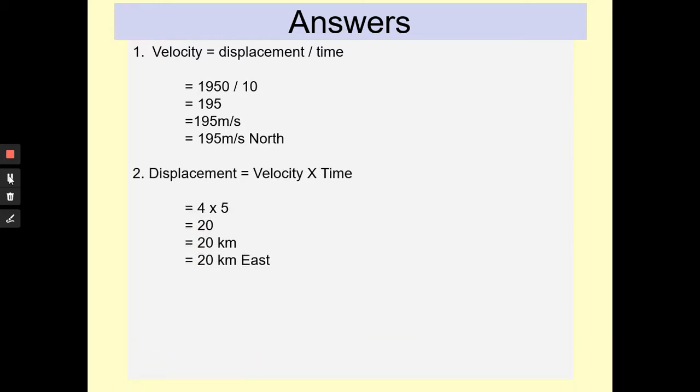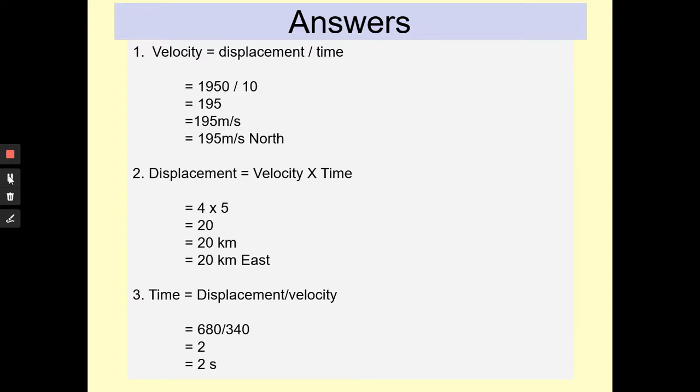Same applies to number 2. You're asked to work out the displacement. Now the displacement is velocity times time, so that's 4 times 5. Didn't need to convert the units there because it was in kilometers per hour and the time was in hours there. So we end up with the answer of 20, and in this case that's 20 kilometers, but because it's a displacement measurement, we need to give that direction. It's 20 kilometers east.